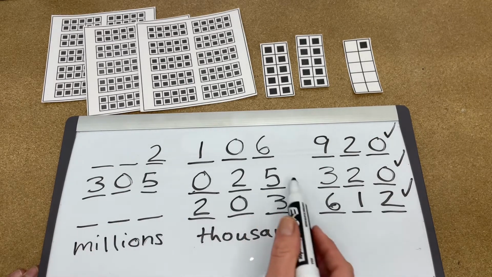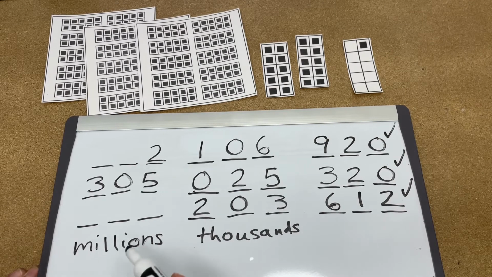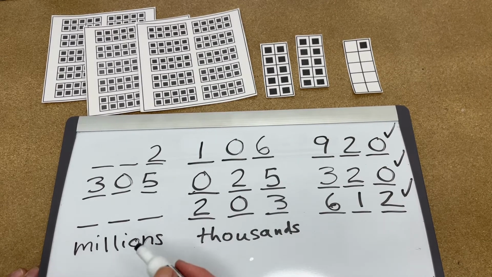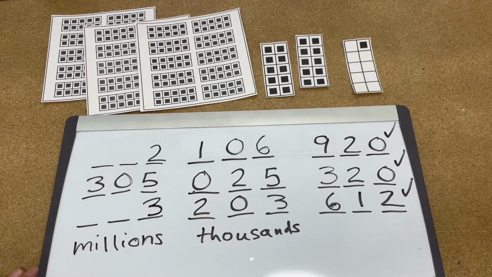305 million, 25,320. So if I say 3,203,612, 3,203,612. And we would read the numbers after that.